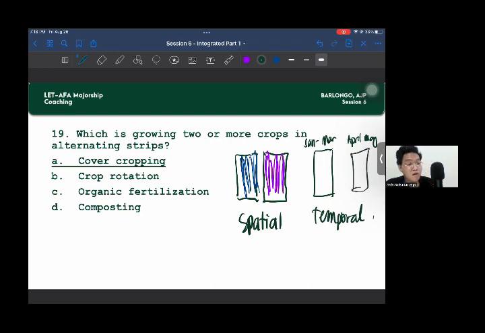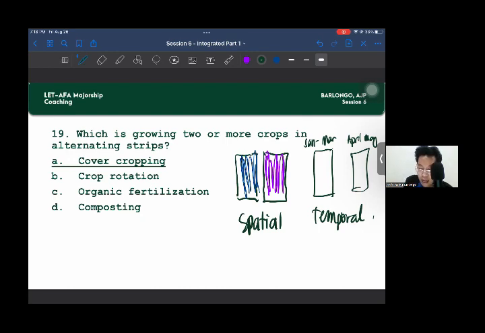Yung letter C, yung letter D, I think that organic fertilization, wala namang tinatanong about nutrients. Kapag fertilization, ang pinaka-keyword dyan dapat ay nutrients. Ayun. And yung composting also, nutrients. So, since wala yun sa question natin, so it marks it as a wrong answer. So, ang pwede pagpilian dito is letter A or letter B.